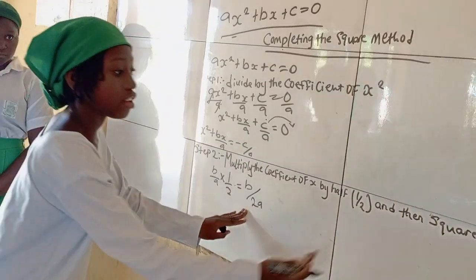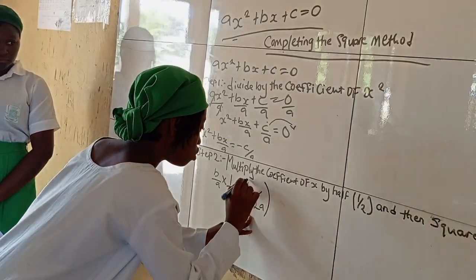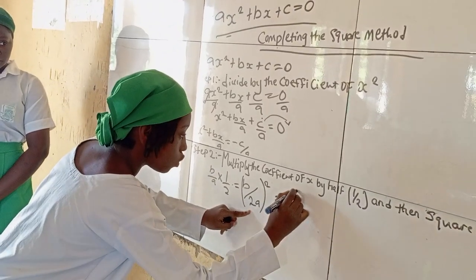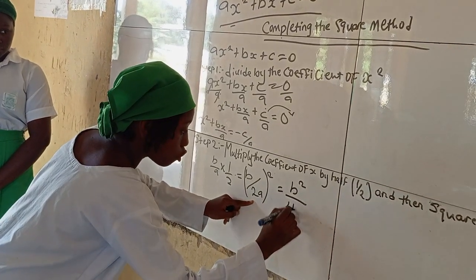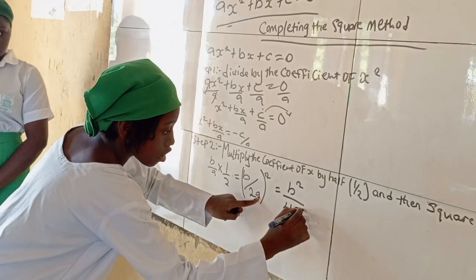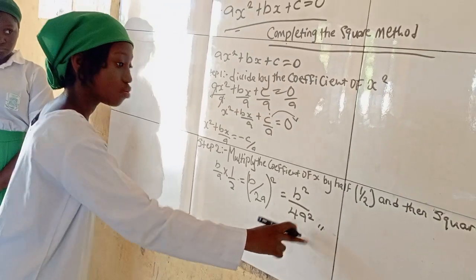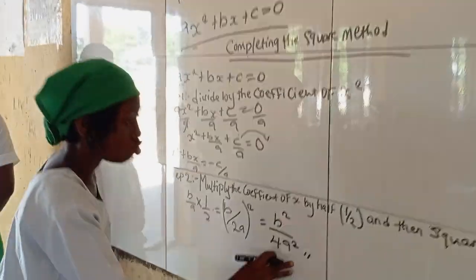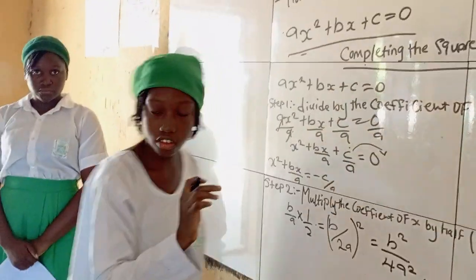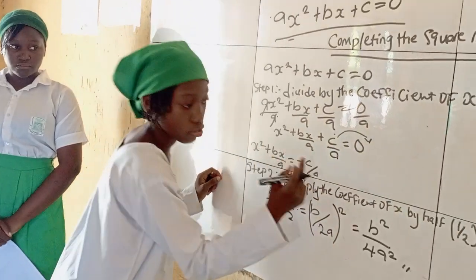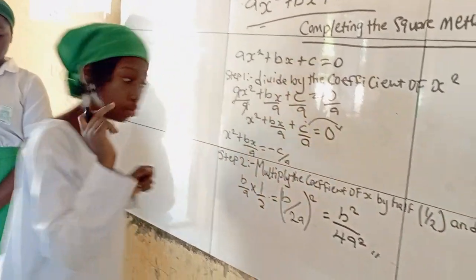Then at this point they said we should square it. When we square it, here will be b squared all over 4a squared. Then the next thing you do, this answer you got, you add it to both sides. This is your left hand side, this is your right hand side. So you add it to both sides.